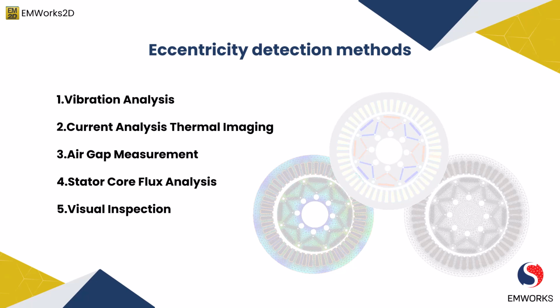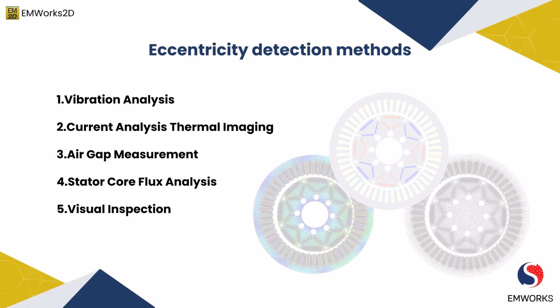First, we could have vibration analysis. It is a widely used method to detect eccentricity in motors. An accelerometer is typically attached to the motor or its housing to measure the vibration levels. Eccentricity causes uneven forces resulting in increased vibrations. Analyzing the vibration signatures can really help identify the presence and severity of eccentricity. Second, we have current analysis.